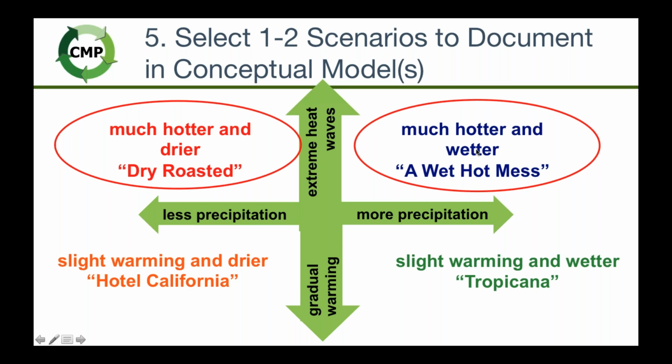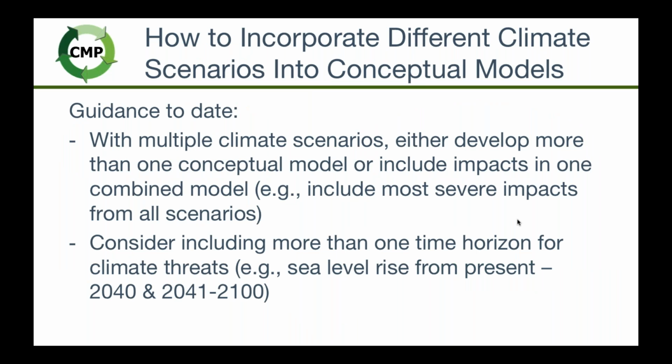So how do you incorporate that into your conceptual models when you could have less precipitation or you could have more precipitation? Those are really different scenarios. So how do you incorporate different climate scenarios into conceptual models? So our guidance to date, and I have to say we don't have a lot of experience with this yet. We're hoping to get more soon, and hoping that you all can help us with this.